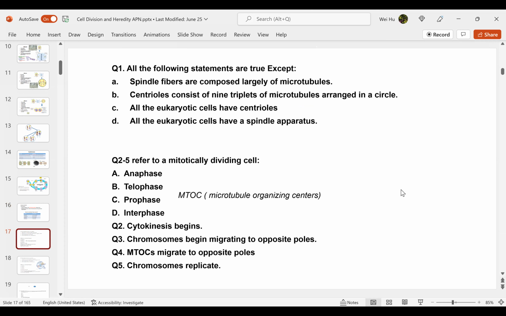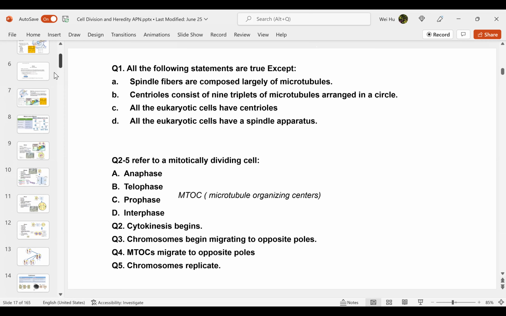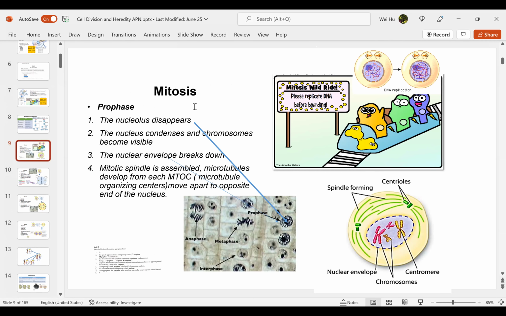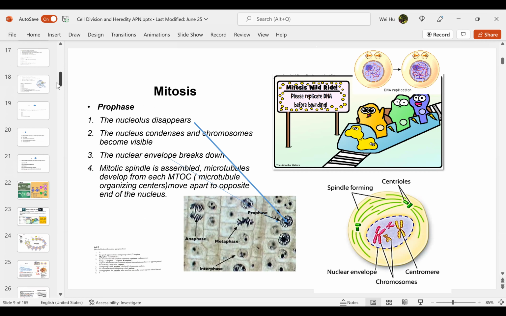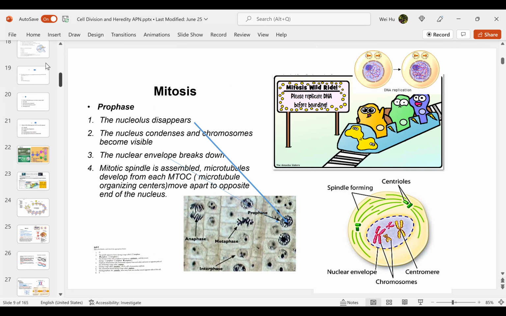Now let's try to do this one. One thing you probably forget is what MTOC is. MTOC is called the microtubule organizing center. When you have that, it's in prophase. So this part, the centriole including the spindle fiber, is called the microtubule organizing center. Okay, good. So now let's go back to the question.